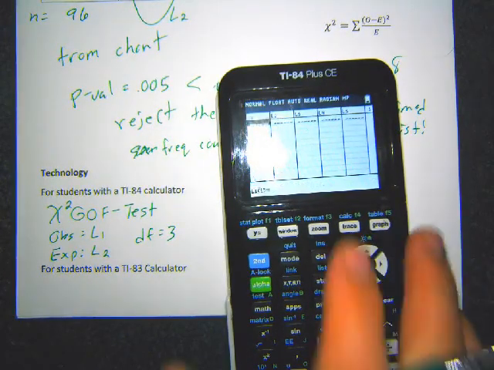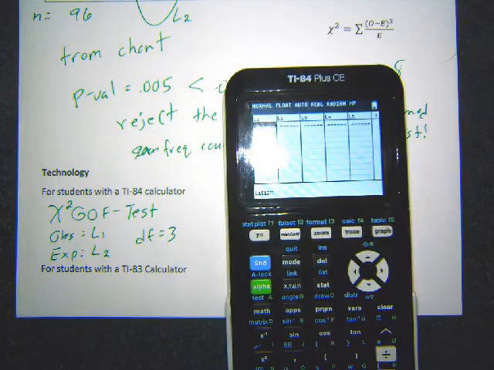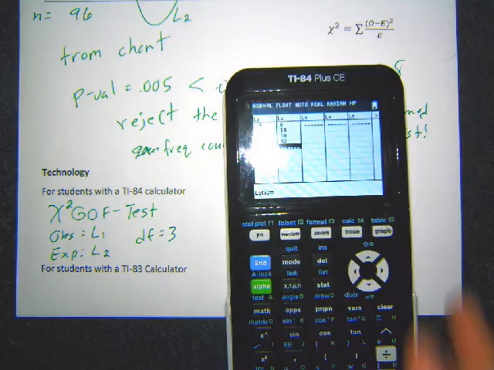Helps to put that in first. Okay, so the first one, observed values, was 14, 18, 22, 42. Next one, the expected values, we got 6, 18, 30, 42. Okay, so now I got the data put in there.